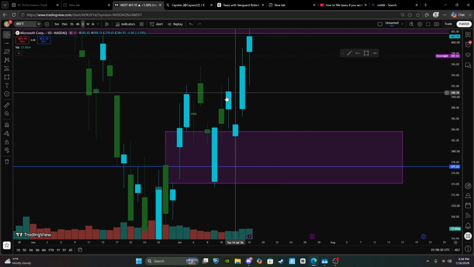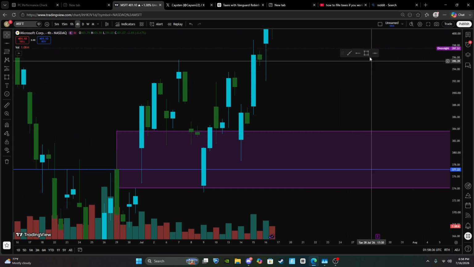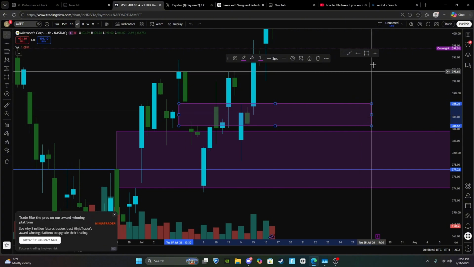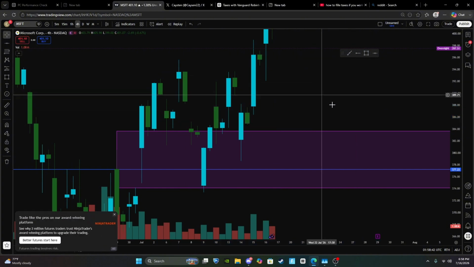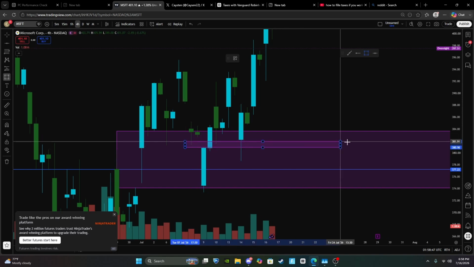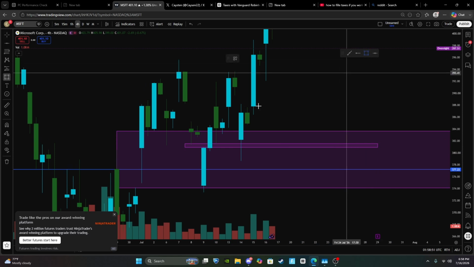And immediately after inversing this, if we go on the 4-hour time frame, we didn't just break a daily fair value gap, we ended up breaking a 4-hour fair value gap as well. And immediately after breaking the daily and 4-hour fair value gap, we formed our first fair value gap right here, and then another one right here.